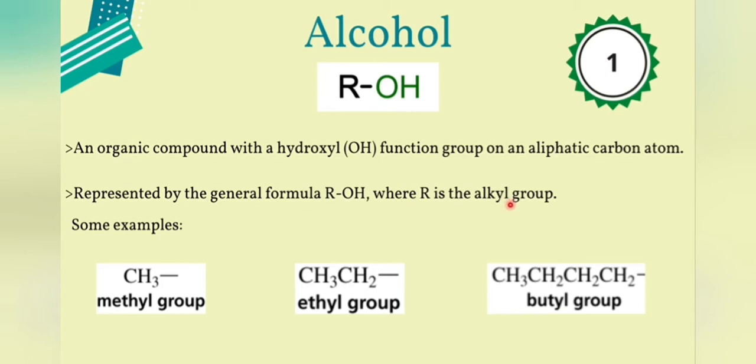Some examples of alkyl groups are methyl group, ethyl group, and butyl group. The methyl group contains 1 carbon and 3 hydrogens. The ethyl group contains 2 carbons and 5 hydrogens. While the butyl group contains 4 carbons and 9 hydrogens.